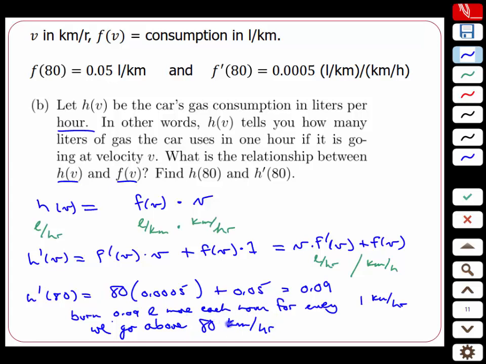So if we cruise at 80 kilometers per hour, we know how our gas is being consumed. If we increase it by a little bit, 1 kilometer per hour or 2 or 3, this 0.09 is going to be the multiplier effect. That's how many more liters we're going to use every hour as we drive at those higher speeds. And correspondingly, that's how much we'd save if we went a little bit slower. Those kinds of sentences are typically used in media, newspapers, and also technical reports to capture that kind of information without stating it with calculus.